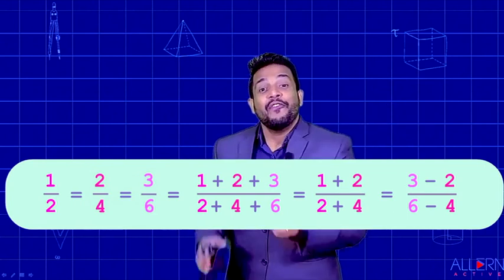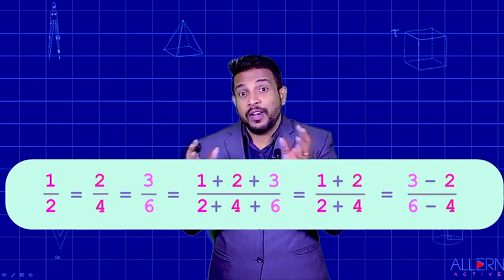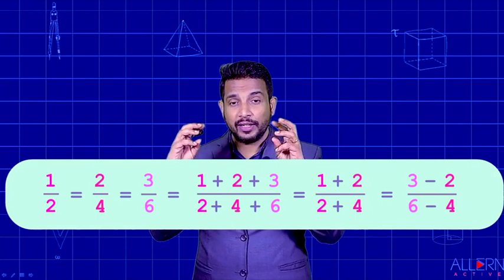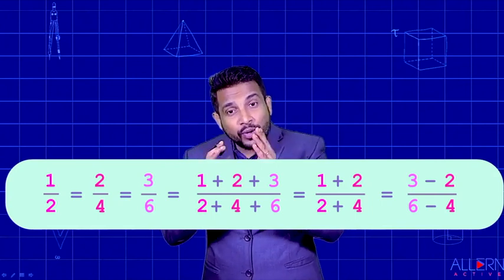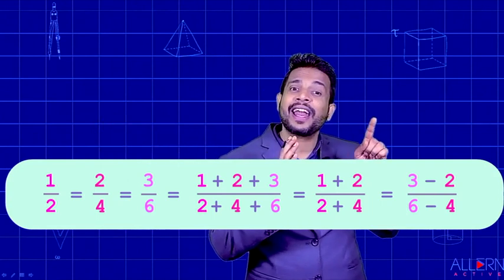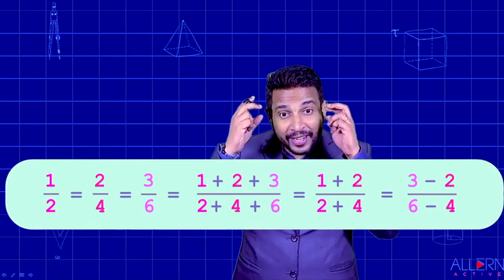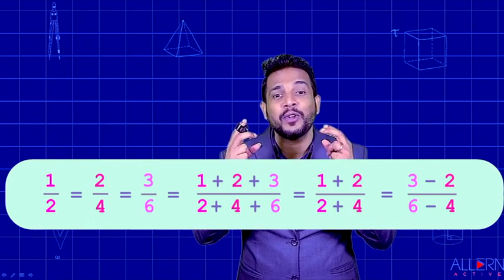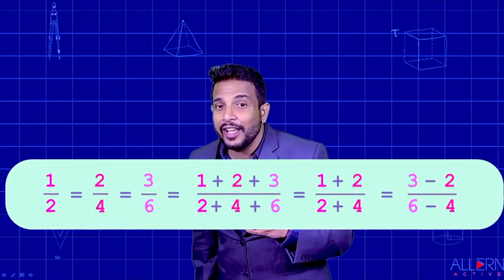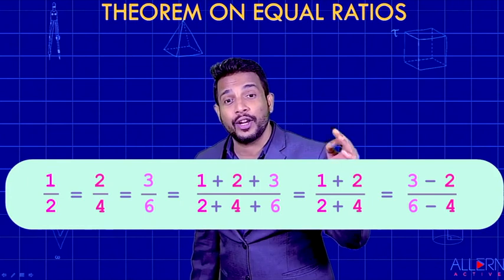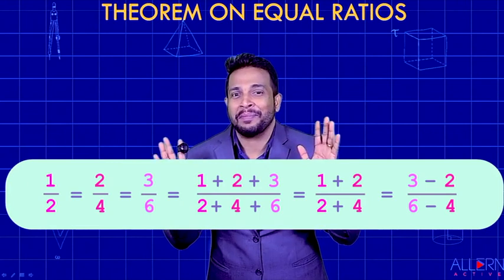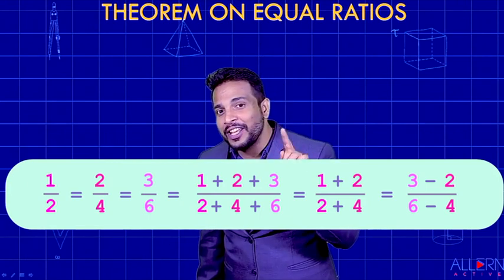So what did we see? Whenever ratios are equal, if we form a new ratio by adding the numerators and adding the denominators, that new ratio is equal to each and every ratio. It's the same even if we are subtracting. We are forming a new ratio by subtracting the numerators and subtracting the denominators. That new ratio is again equal to each and every ratio. And this theorem is called the theorem on equal ratios. But remember, it can only be applied when ratios are equal. Remember that. Okay.